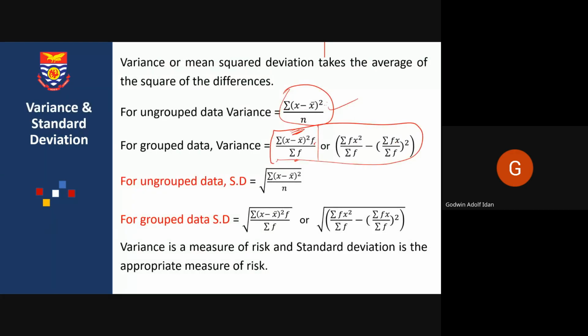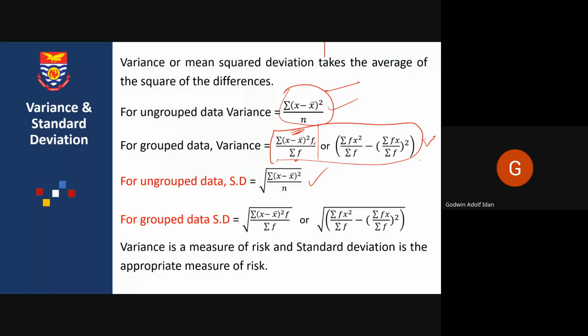And then there is the mean squared deviation. In other words, how you get the variance. And then for ungrouped data, the standard deviation is the square root of the mean square deviation. So this formula here, when you find the square root, you get the standard deviation. And for the one here, when you find the square root of any of these two formulas, it also gives you the standard deviation.